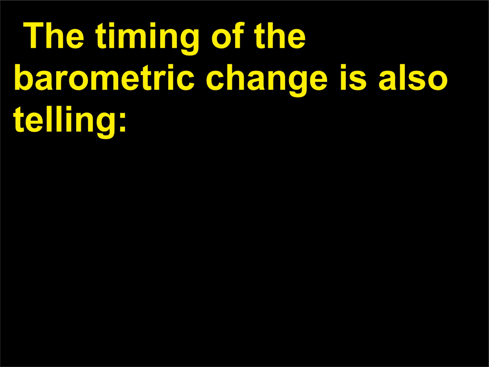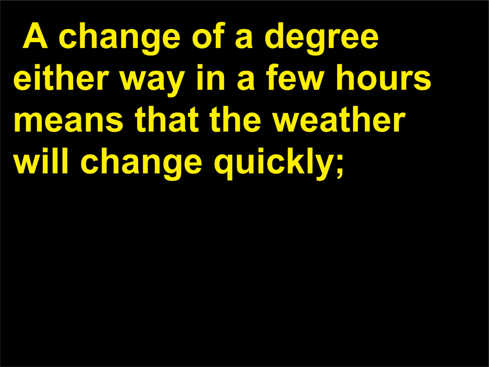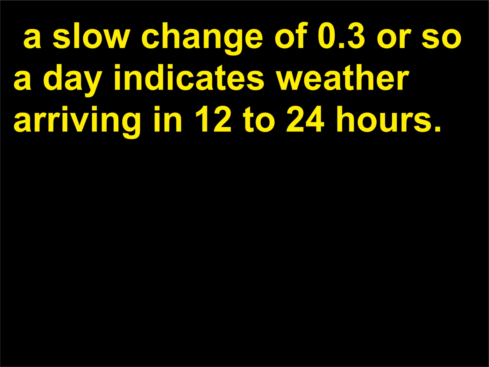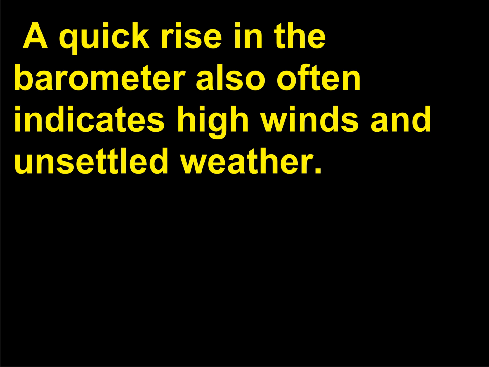The timing of the barometric change is also telling. A change of a degree either way in a few hours means that the weather will change quickly. A slow change of 0.3 or so a day indicates weather arriving in 12 to 24 hours. A quick rise in the barometer also often indicates high winds and unsettled weather.